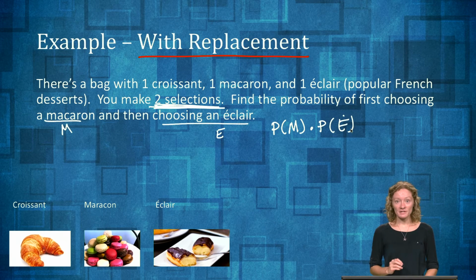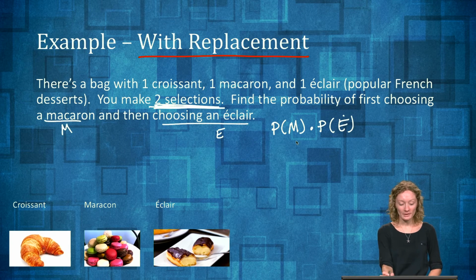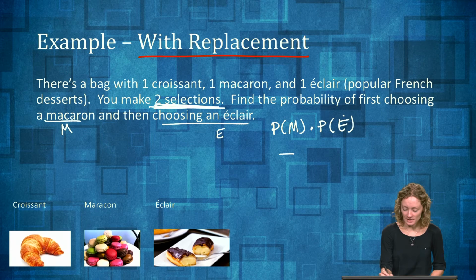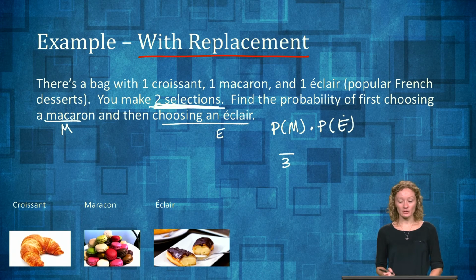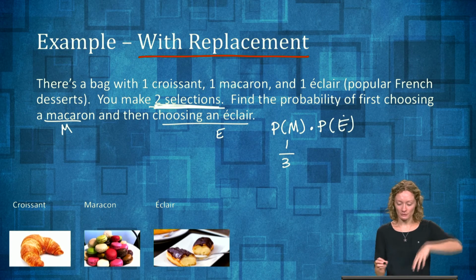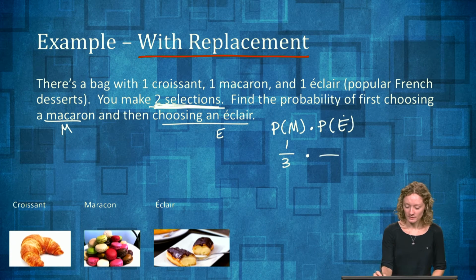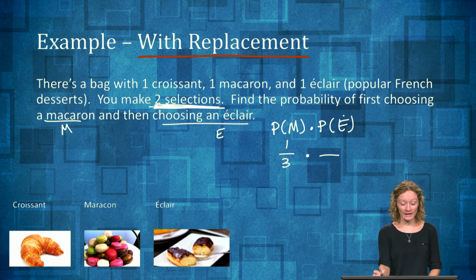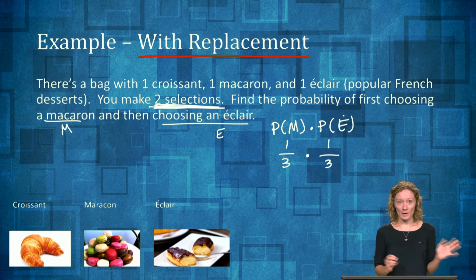So we find each individual probability. So probability of choosing a macaroon. There's 3 options in the bag. Of the 3, how many meet the criteria of being macaroon, what we want? There's only 1. Okay, so we assume we picked it, and then it gets put back in the bag. Shuffle, shuffle, shuffle. Now what's the probability of choosing an eclair? Again, there are 3 options. Of the 3, only 1 is an eclair. So you have each one individually.